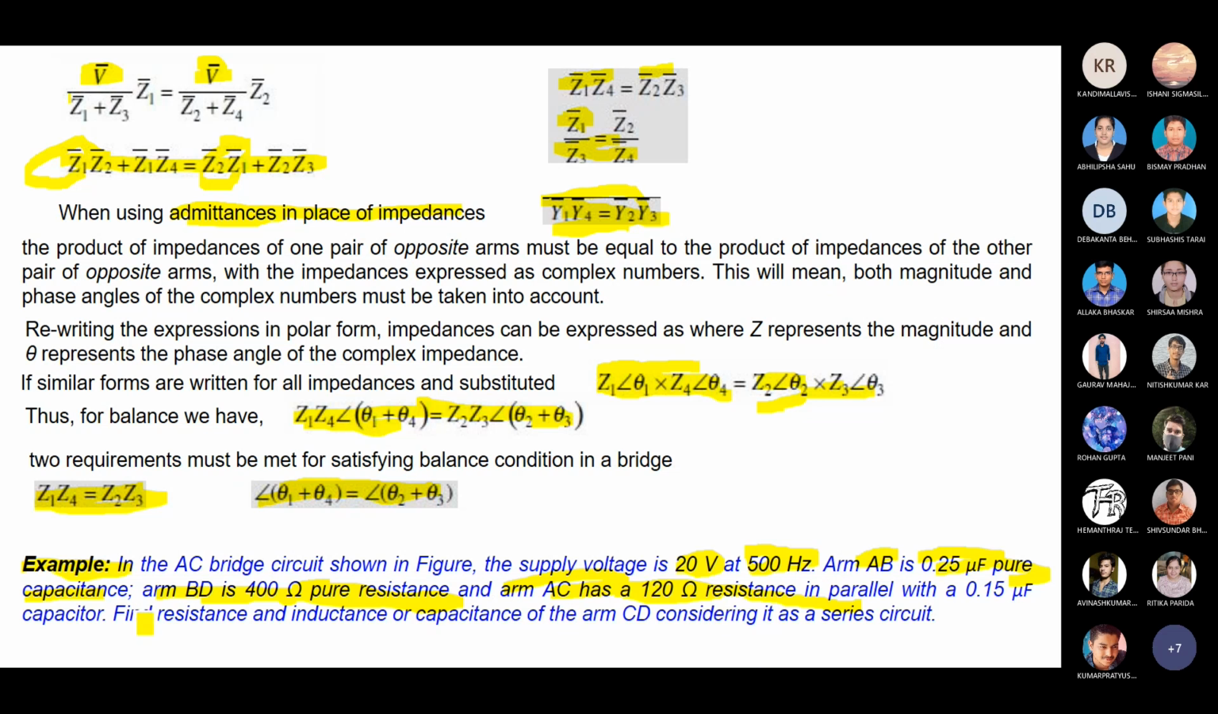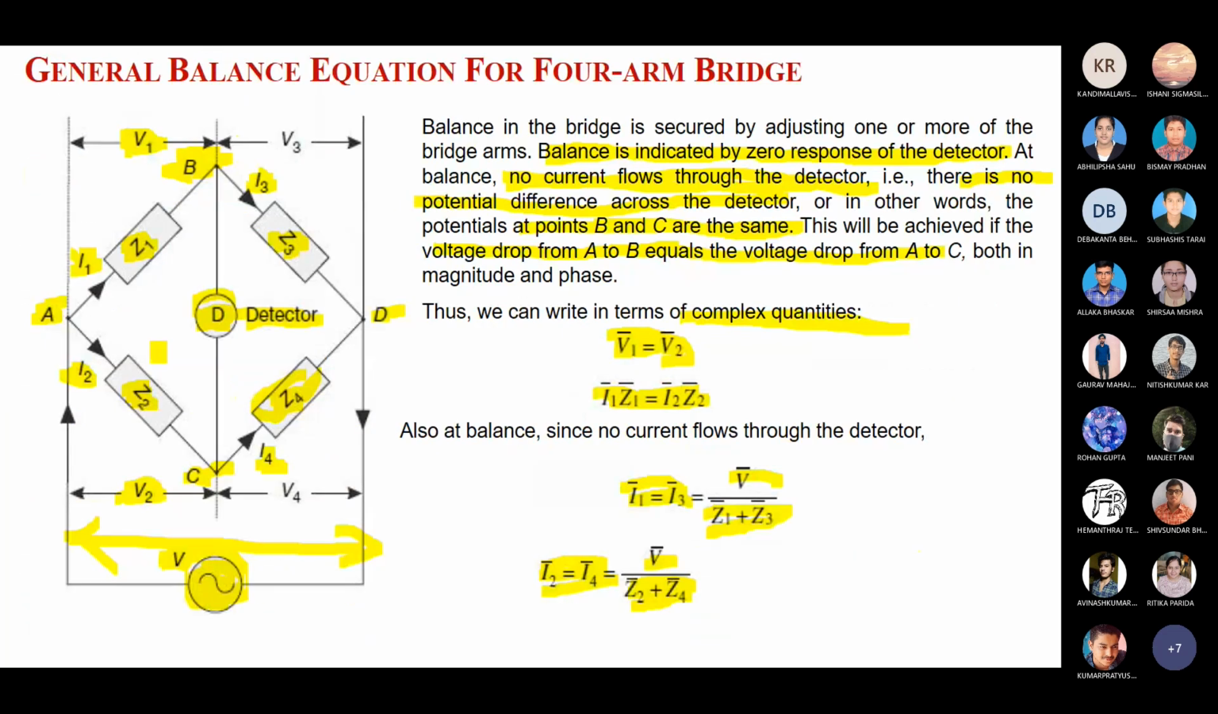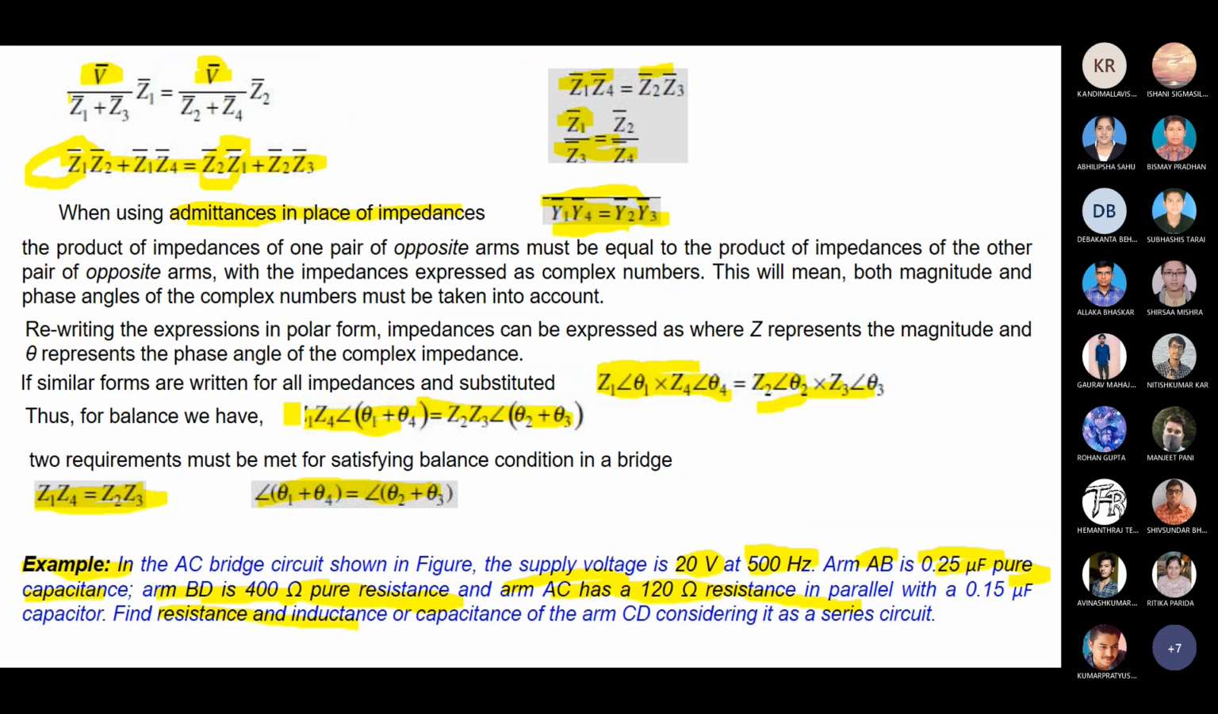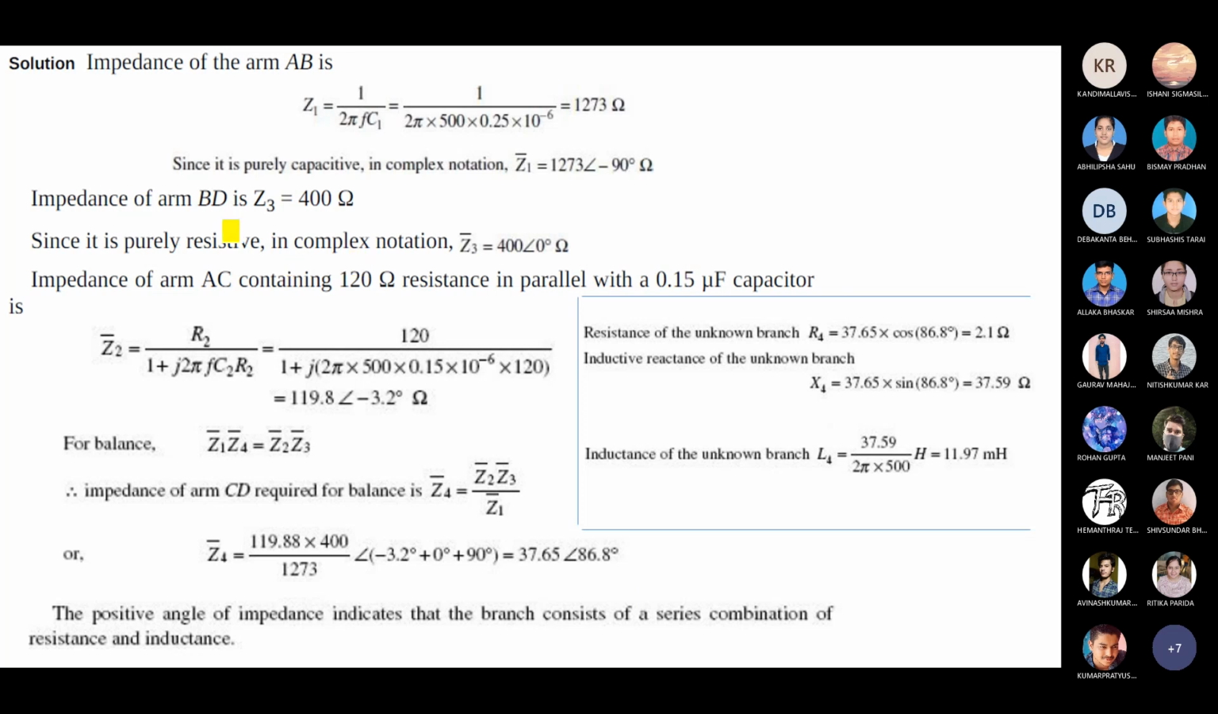Find the resistance and inductance or the capacitance of the arm CD. That CD arm is there, so that Z4 you have to calculate, as a series circuit. I hope all of you are able to understand the problem. Now I am going to discuss that portion.